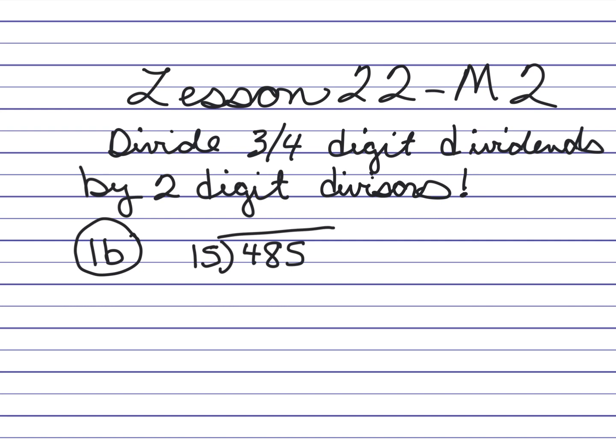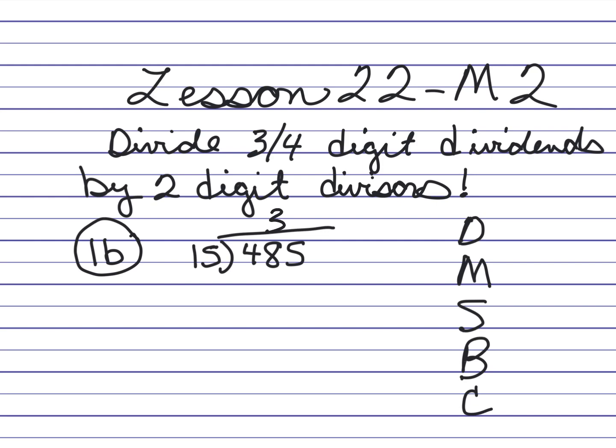So I can't divide 4 by 15, but I can divide 48 by 15. I was thinking in my brain, 15 is 30, 15 more would be 45. Oh, that's very close. So I'm going to try 3. Now, stop right here and let's remember our steps in division. First, we divide, then we multiply, then we subtract, bring down, and then compare.